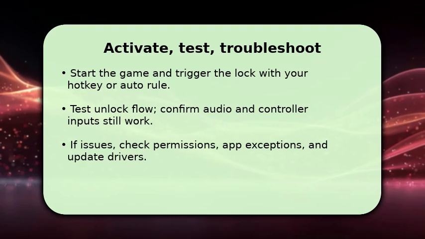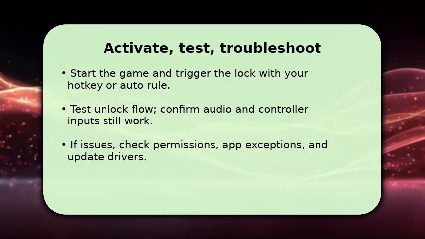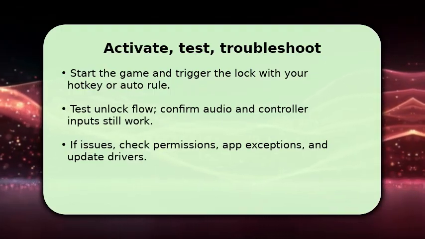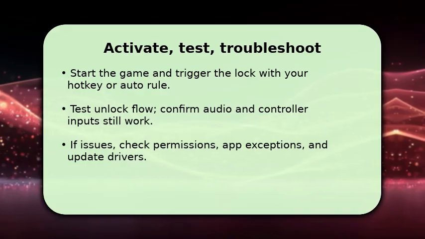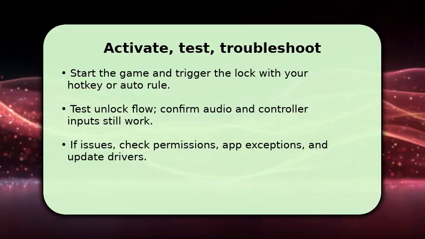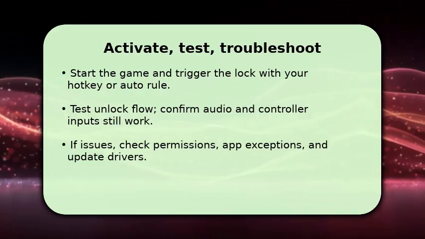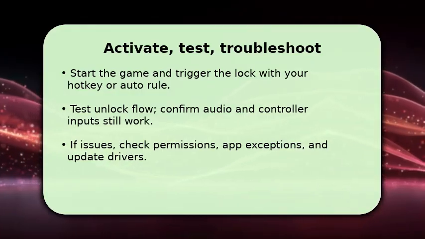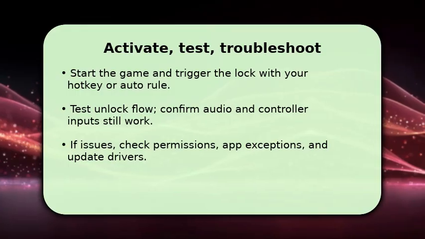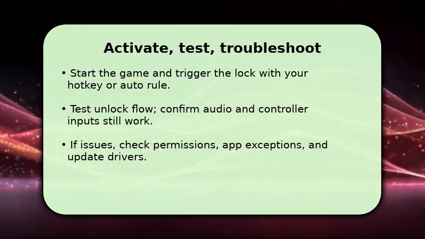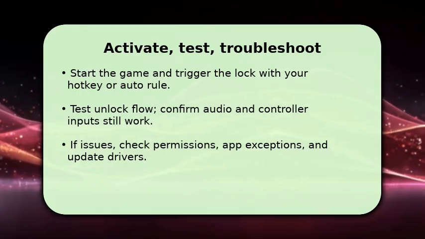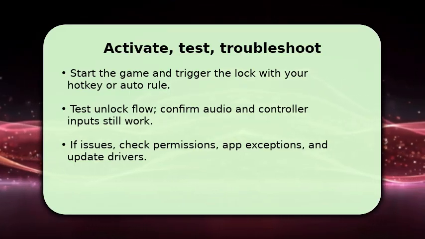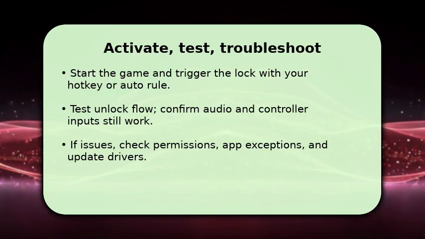Finally, activate your setup and validate it under real conditions. Launch the game and trigger the lock with the hotkey or wait for the auto rule. Observe that the game continues, but the screen switching and notifications are blocked. Once done, test the unlock path to ensure controller or shortcut restores full access. If things go wrong, check permissions, app exceptions, and update drivers or the lock utility. This usually fixes input or overlay conflicts quickly and reliably.